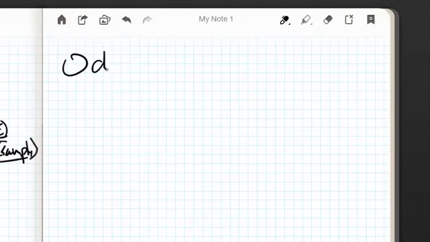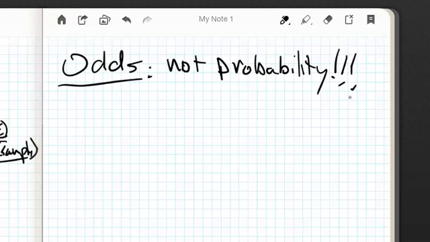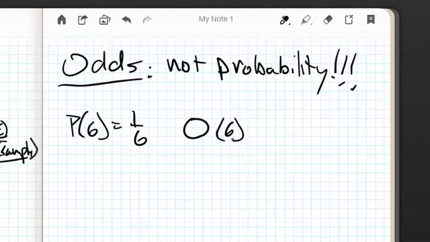But we're going to talk about odds. And the reason we're going to talk about odds is because so many people screw them up. Odds, first things first, are not probability. I cannot tell you how many times I've had somebody say the odds of something happening are 50-50, or the odds of rolling a 6 on a 6-sided die is 1 in 6. Incorrect. The probability of rolling a 6 is 1 in 6. The odds of rolling a 6 is actually 5 to 1 against. You could also see this written as 1 to 5. This is against, and this is in favor.